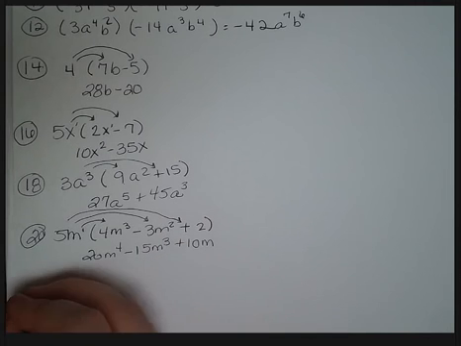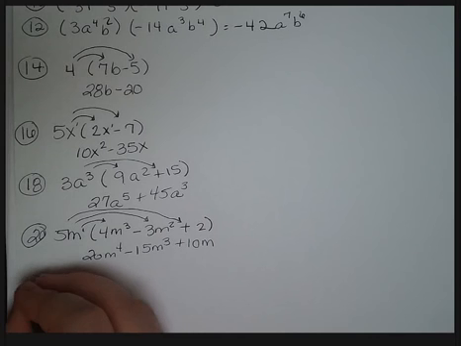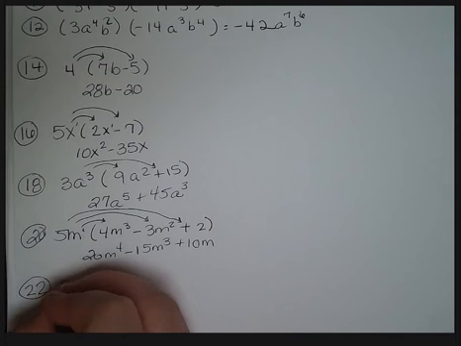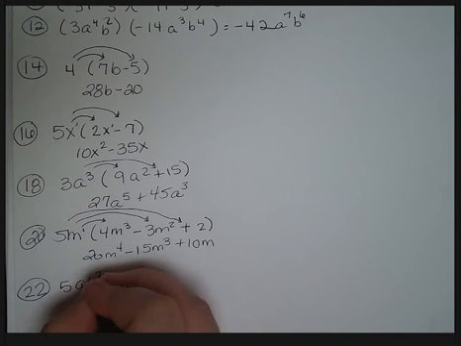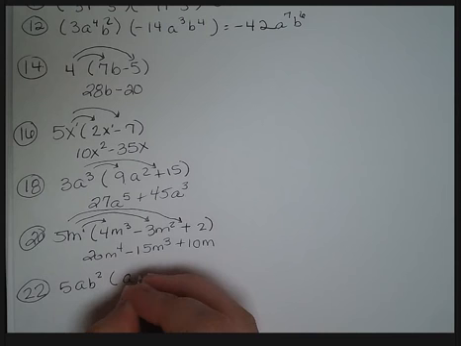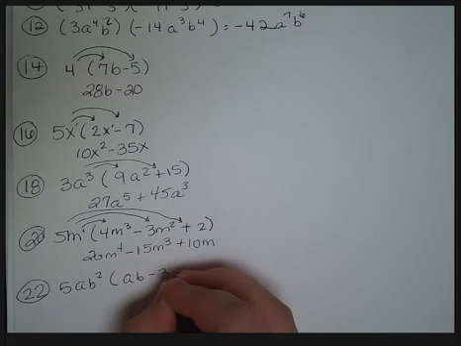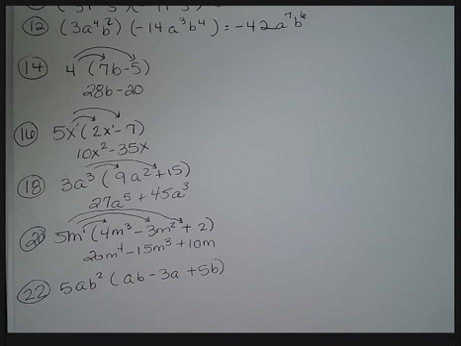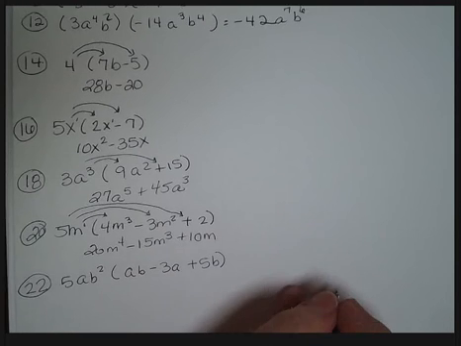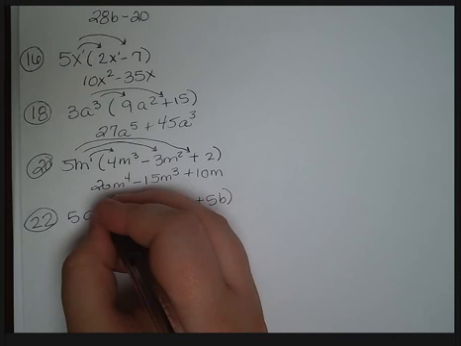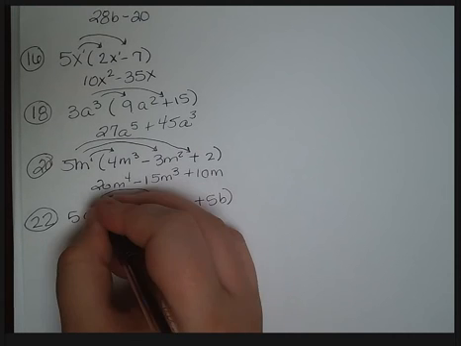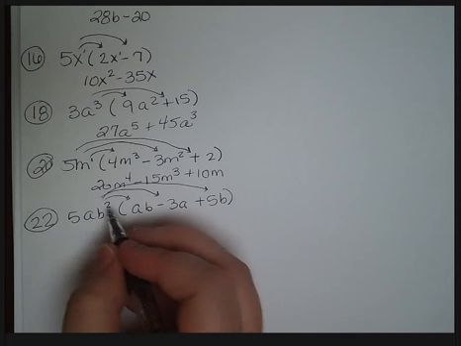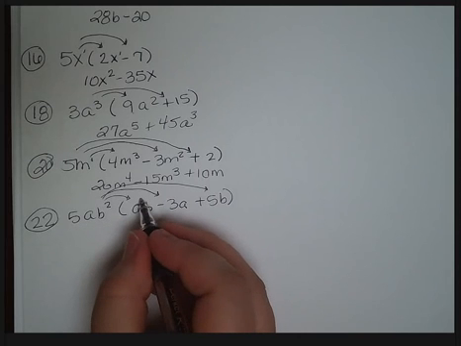Now when we look at problem number 22, we have 5ab squared times ab minus 3a plus 5b. So again, we're going to distribute. So 5ab squared times ab. These are understood ones.